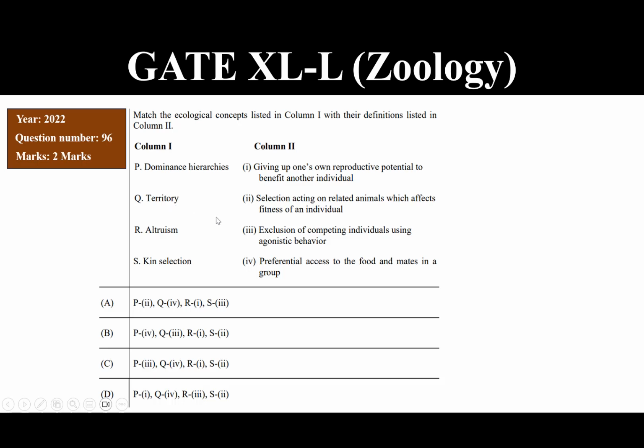So for example, territory, you should look for aggressive behavior or roosting or something like nesting, and that you can see here, agonistic behavior. So Q is 3. And lastly, altruism, you should look for terms like behavior or for other individuals. You can see that from here, giving up one's own reproductive potential to benefit another. Now the difference here is that kin selection is talking about a selection, that's why we have selected 2 here. So R is 1. So therefore the answer is B.